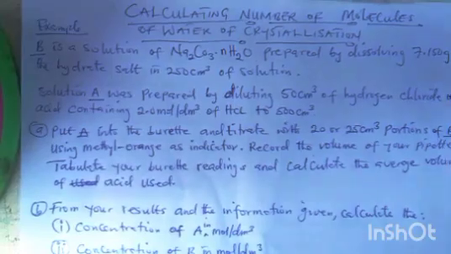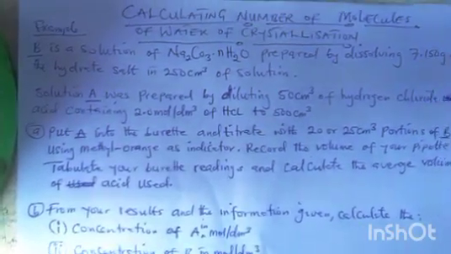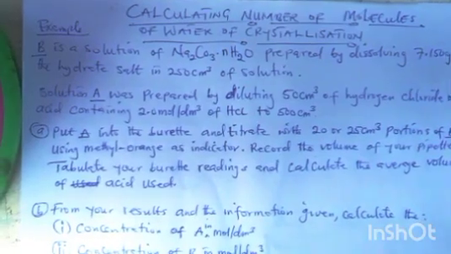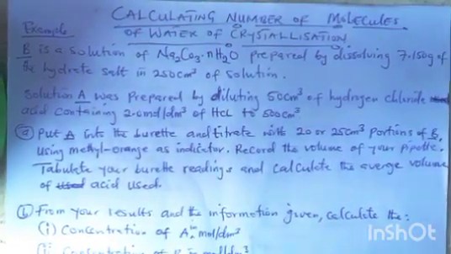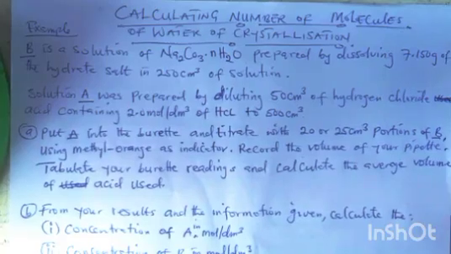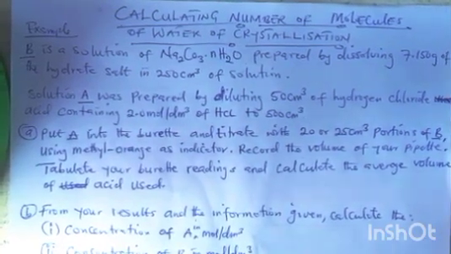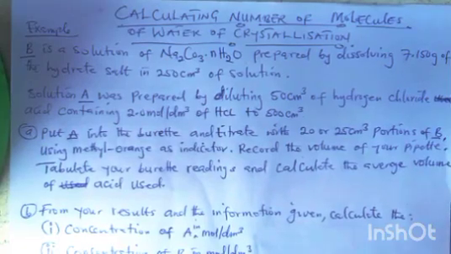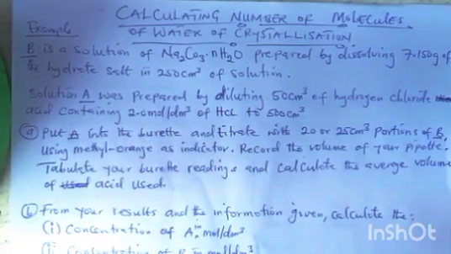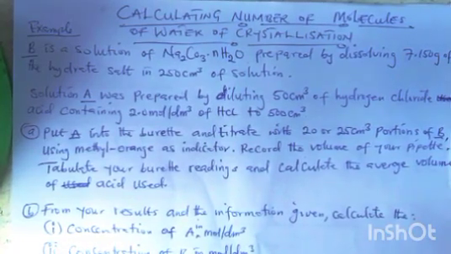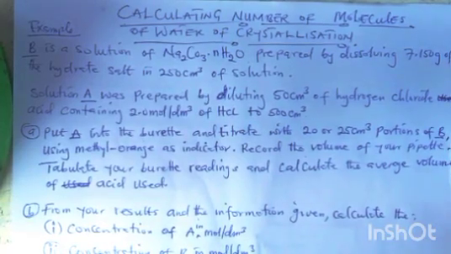We say that B is a solution of sodium carbonate and M molecules of water, prepared by dissolving 7.150 gram of the hydrated salt in 250 centimeter cube of the solution. Solution A was prepared by diluting 50 centimeter cube of hydrochloric acid containing 2.0 mole per dm cube of hydrochloric acid to 500 centimeter cube.